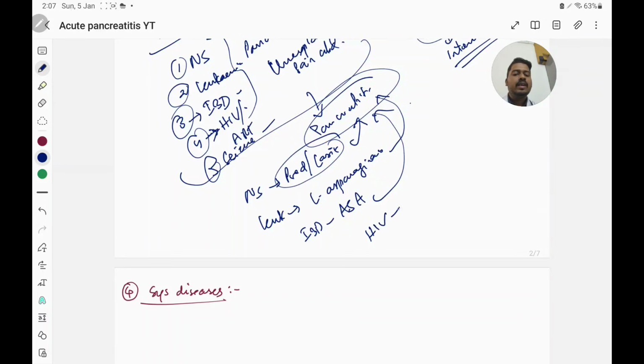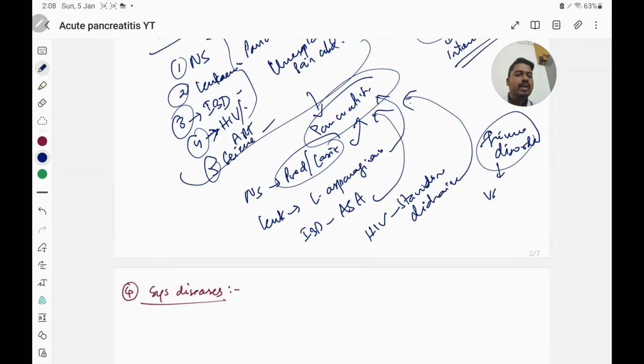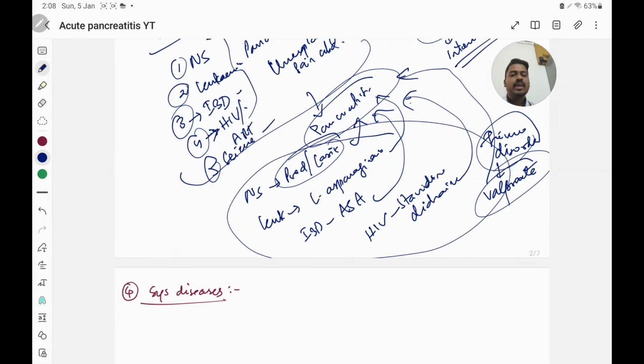Fourth, HIV, I already said, stavudine and didanosine are known to cause pancreatitis. And most important, where I have seen cases, seizure disorder. Child is on valproate and then comes with acute pain abdomen which is not explained; amylase and lipase may or may not be elevated. It can cause pancreatitis. Okay, these are a few of the drugs which can cause pancreatitis.